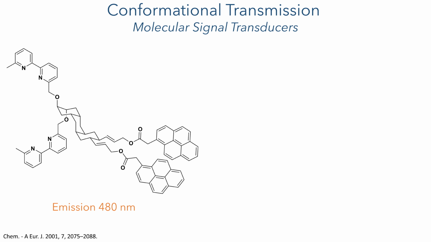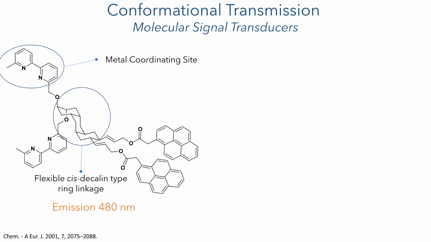In this example shown here, a fluorescent molecule was designed with a metal coordinating site on one side of the molecule, three fused six-membered rings in the middle forming a linker, and also two pyrene groups on the other side. Without a metal present, the bipyridyl substituents are in the axial conformation, and the pyrene groups are in the equatorial position. This allows for the formation of a fluorescent Xmer. This is where the two pyrene groups interact via pi stacking interactions, and then, when fluorescently excited, form a short-lived complex with a fluorescent emission at 480 nanometers.